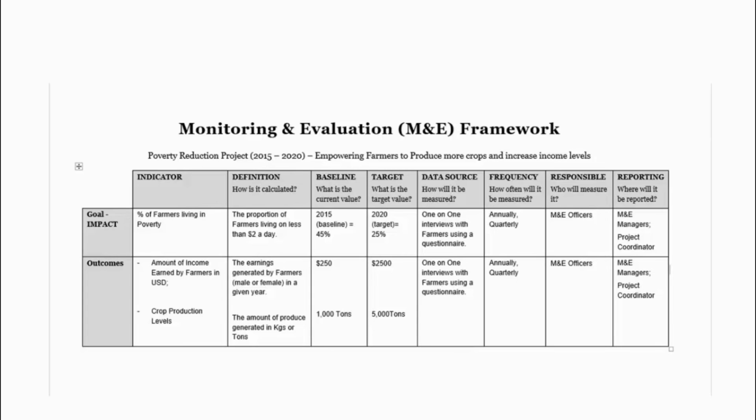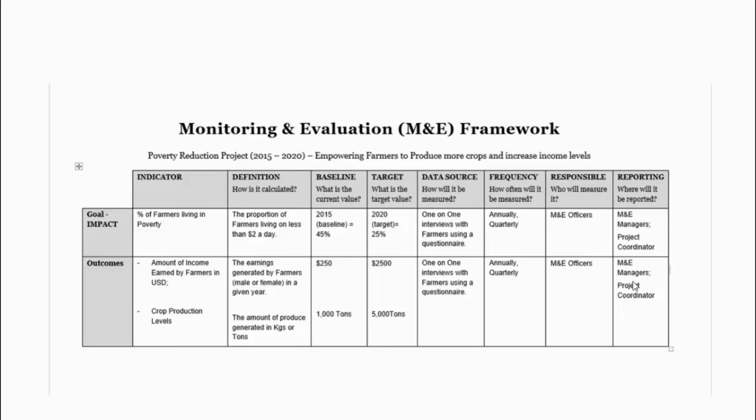You have a project that is designed on poverty reduction. Okay. So as you can see, the indicators have been populated. This column has been populated. Then you have the definitions, baseline, targets, data source, frequency, responsible personnel, and reporting. So this is pretty much what it is.